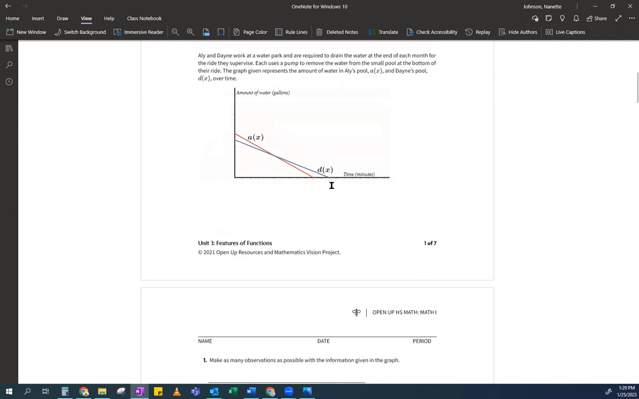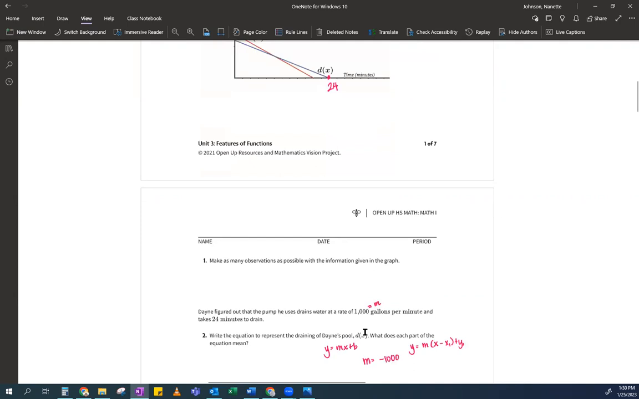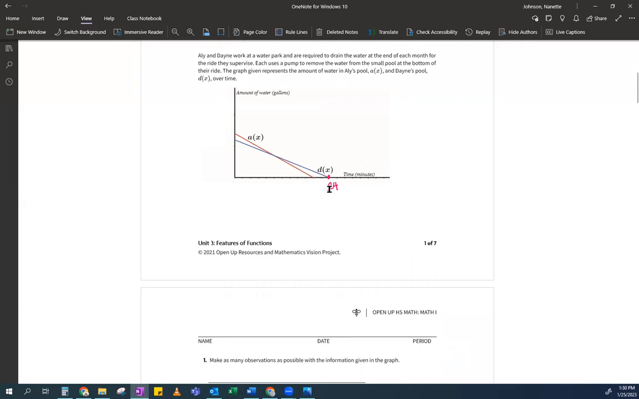So Ms. Johnson, why is that 24 right there? Because after 24 minutes, how much water is in Dane's pool? How much water is in the pool after 24 minutes? None. Very good, because it takes 24 minutes to drain. So at 24, I should have 0 gallons. Is everybody okay with this? Someone said, would the y-intercept be 1,000? And the answer is no. I understand why you want to put it there, but the answer is no.